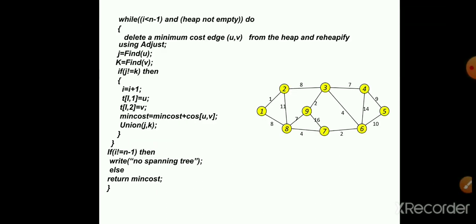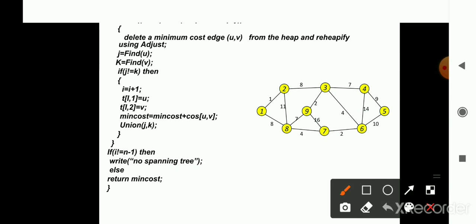Now in Kruskal's algorithm, we keep going up to the last vertex. When the number of edges reaches n minus 1, at that time we stop our algorithm. So we find the minimum cost edge, then we delete that edge from the set of edges, then we adjust the root in the heap, and then again we do a union. So we find the actual minimum cost edge, then we connect all the disjoint trees, and here we find the minimum spanning tree.